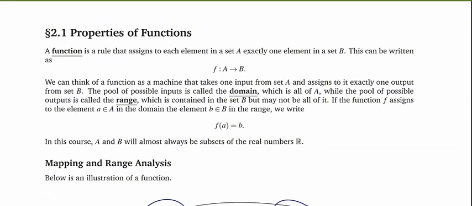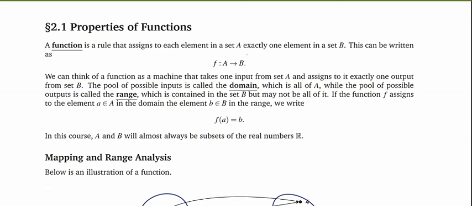The topics for today are going to be properties of functions, basically introducing functions, and the second half will be quadratic functions, basically parabolas. So let's actually talk about what a function actually is.